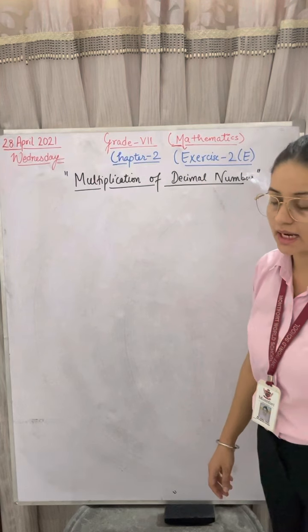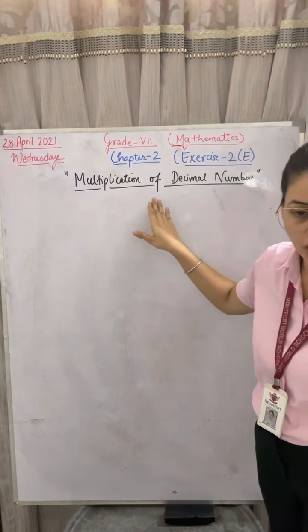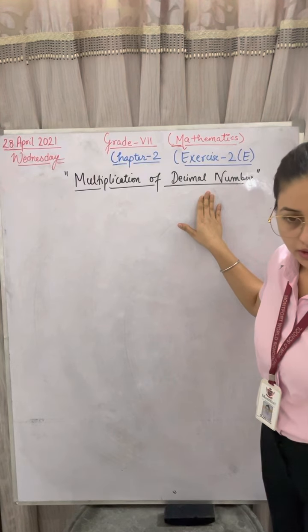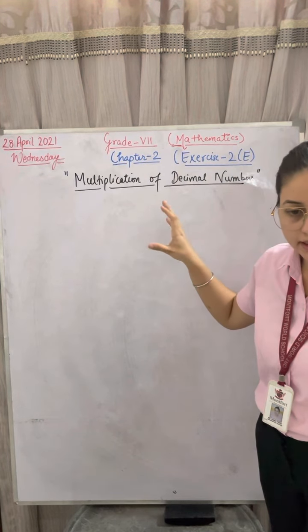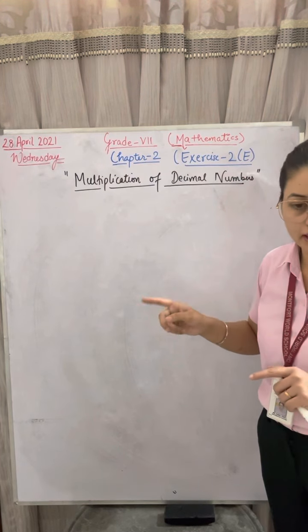Today we are going to start exercise 2E, that is based upon multiplication of decimal numbers. Okay? In the question, decimal numbers will be there and you have to go with the multiplication, how we can multiply.